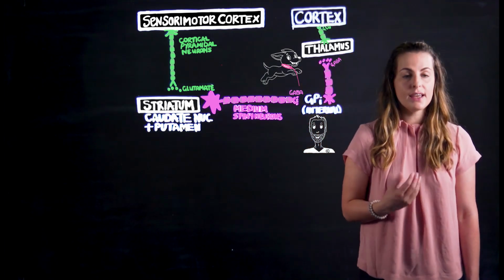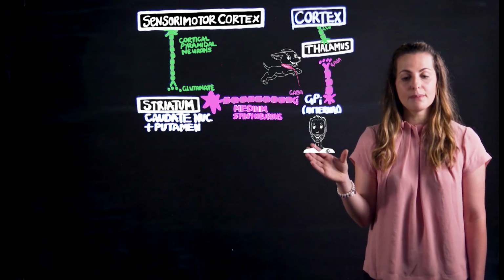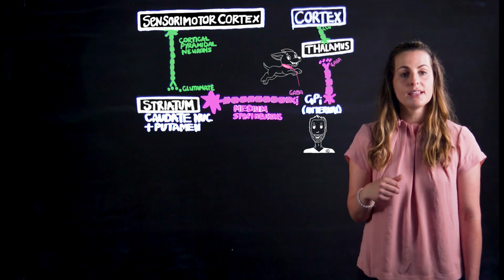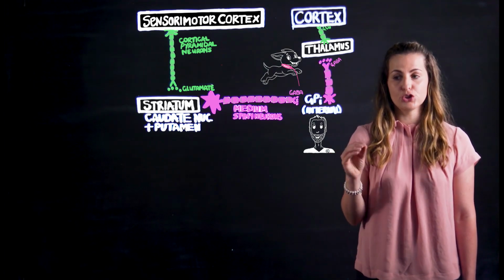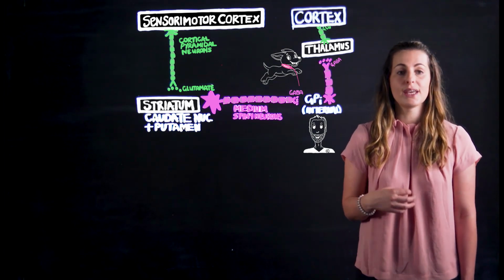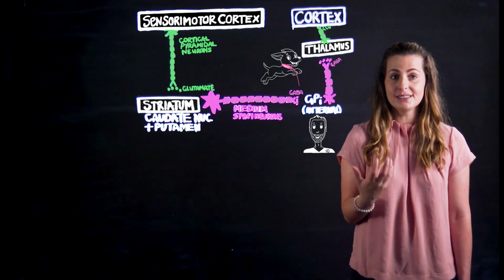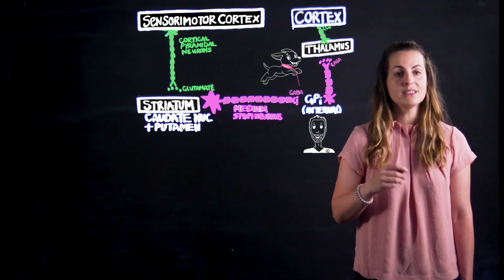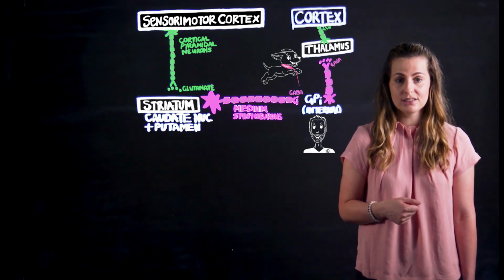As mentioned, in the direct pathway, because we have the release of GABA by the median spiny neuron, this is then going to decrease the activity in the globus pallidus internal. A reduction in this activity then means that we can no longer inhibit the thalamus, so we see disinhibition of the thalamus, meaning that activity of the thalamus is going to increase.